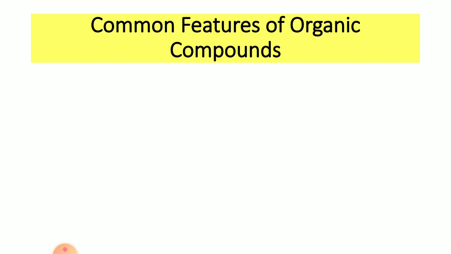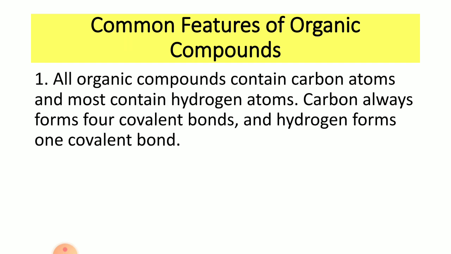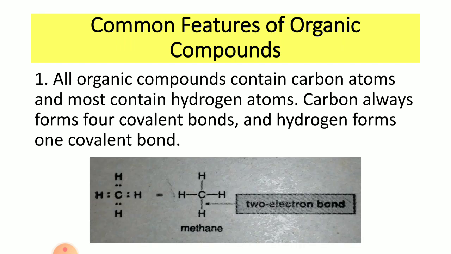Now, let us talk about the common features of organic compounds. First, all organic compounds contain carbon atoms and most contain hydrogen atoms. Carbon always forms four covalent bonds and hydrogen forms one covalent bond. Carbon is located in group 4A of the periodic table. So, a carbon atom has 4 valence electrons.